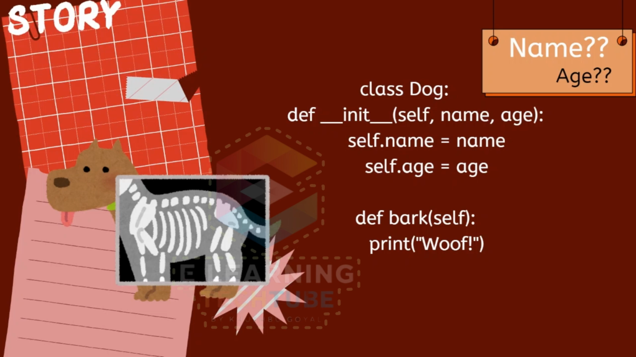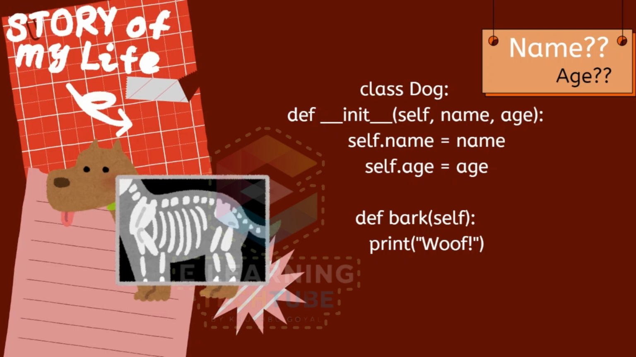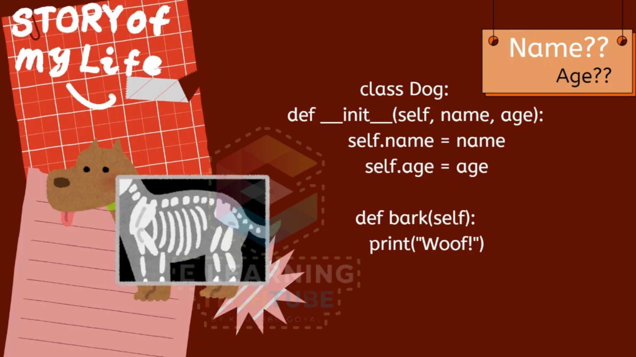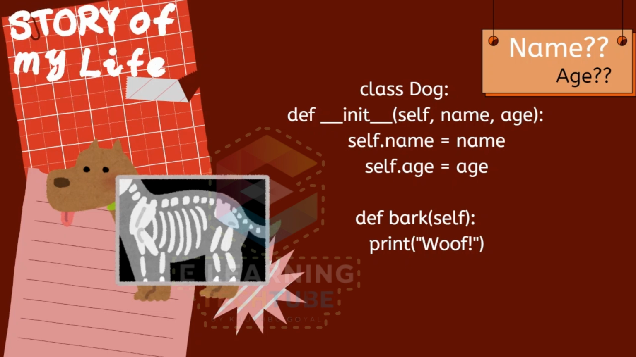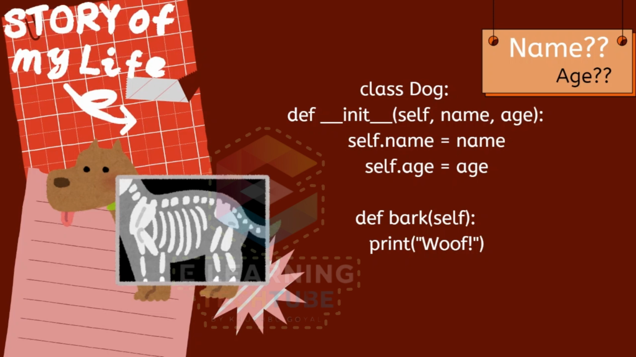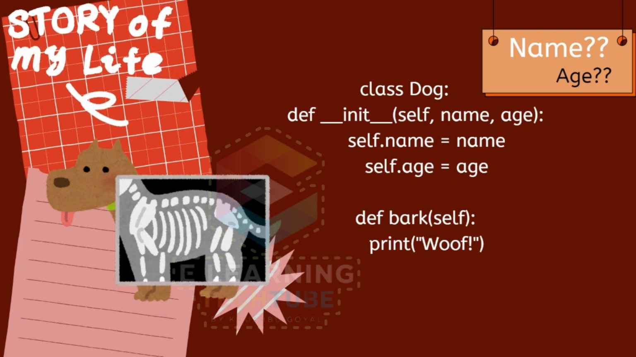Then we will define the functions of this class, the methods of this class, with def, which is a keyword, and the name of the function is bark. Yes, every dog can bark. So we will pass self as a parameter to this bark function, and this function will print the barking sound of the dog, that is woof. So in this code we have designed a class, and it includes the attributes name and age of the dog, and also it includes the function of barking, as every dog can bark.